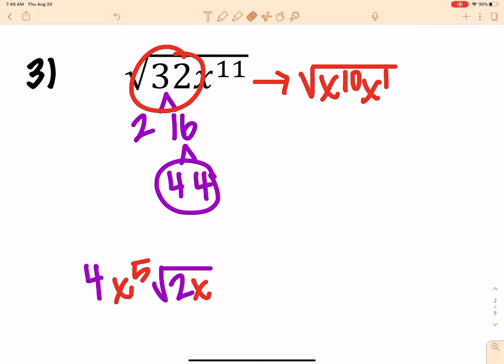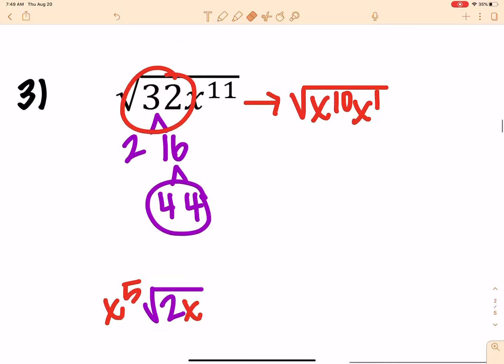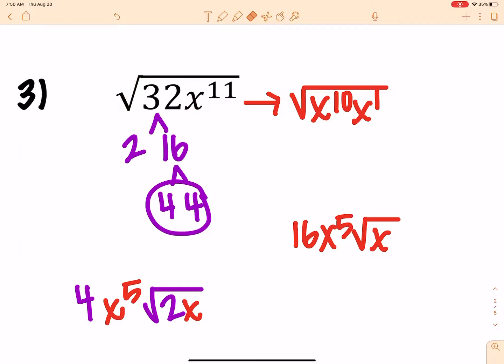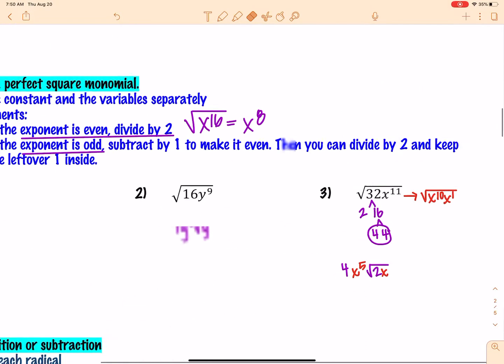Instead of the 4 on the outside and the 2 on the inside, they'll think the answer is divide 32 by 2, so it's 16 on the outside, x to the 5th, square root of x. Okay, that's what I mean by being careful. Treat the coefficient and the variable separately. So you're not dividing the number by 2, you're dividing the variable and the exponent by 2. So be very careful if you're one of those people who make careless errors.